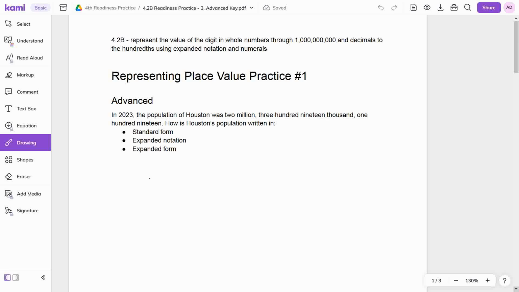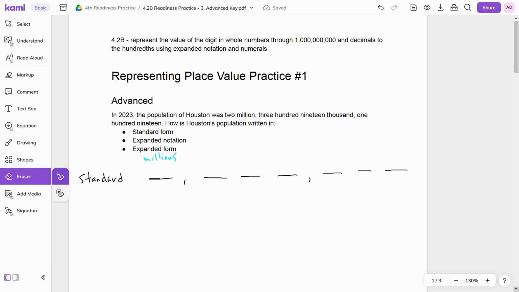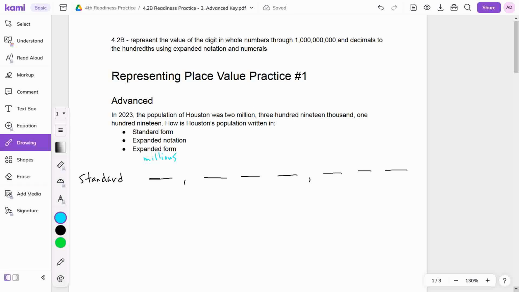I'm just going to write a little place value chart here, and this is going to serve as my standard form. And so I'm just going to write standard right here. What I'm going to do is translate the words. 2, and then this word million gives me my period or my family. So this is the millions period or the millions family. I'm going to put that in that teal.